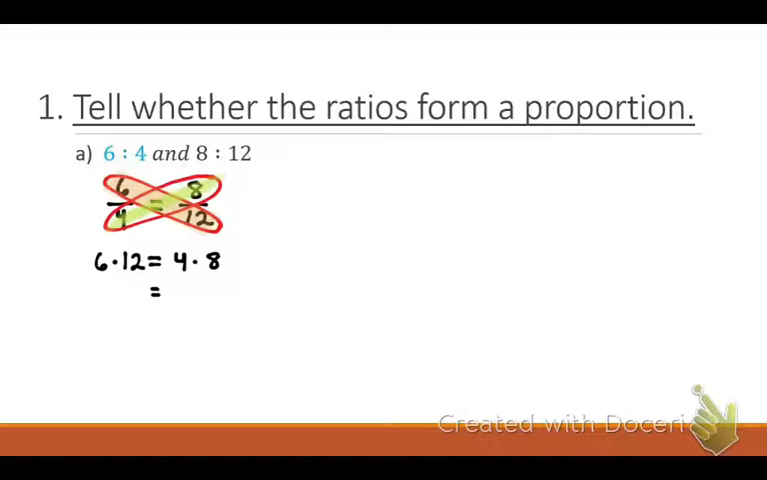We're going to focus on the 6 times 12. Girls, what is 6 times 12? 72. Boys, what is 4 times 8? 32. Class, does 72 equal 32? No. I want you to take your red pen and put a little slash through it. This says 72 does not equal 32. If those two do not equal each other, then they are not proportional. So the instructions say, tell whether or not they form a proportion. The answer is no, they are not proportional because they did not equal each other.